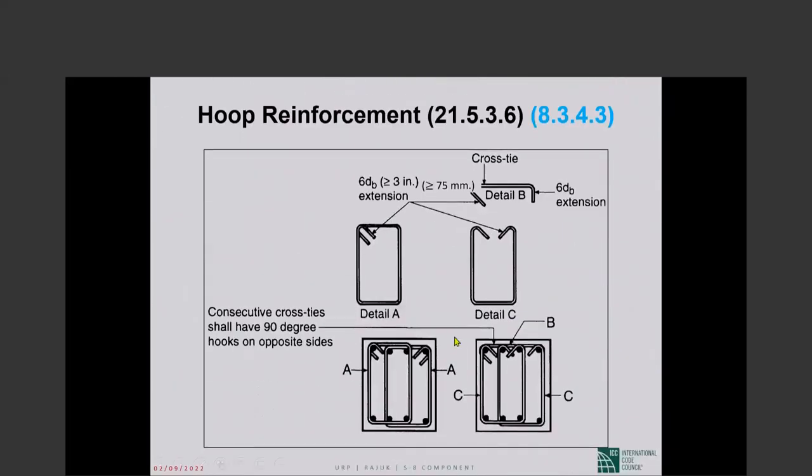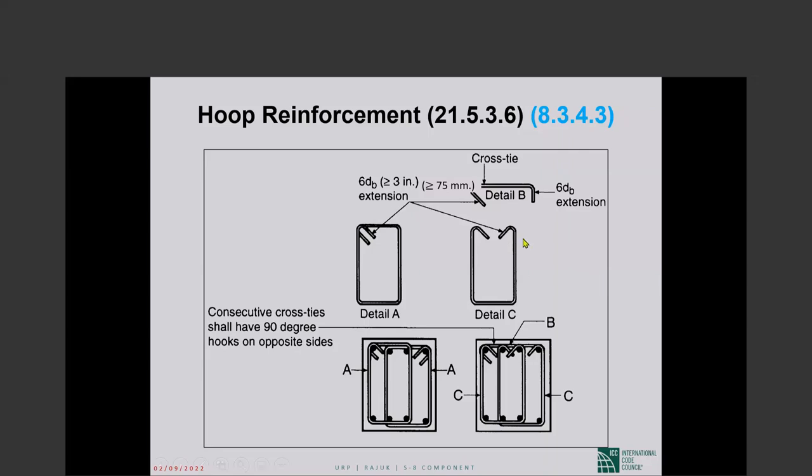The hoops can be one-piece affairs like this, where both hooks have to be seismic hooks. Remember, 6 bar diameter extension subject to a minimum of 3 inches. These are not easy to manufacture. More than the manufacturing, the placement is rather difficult.